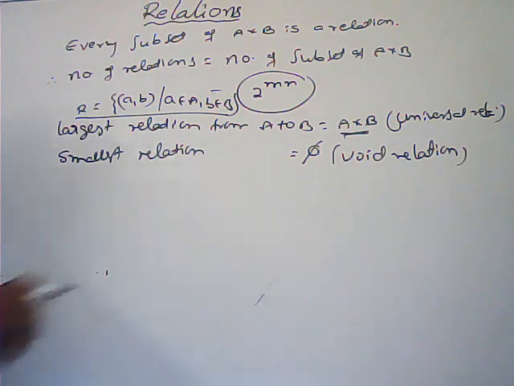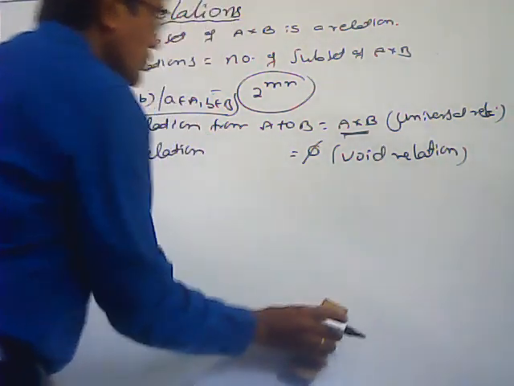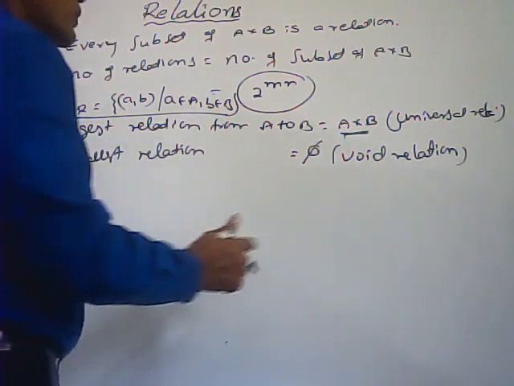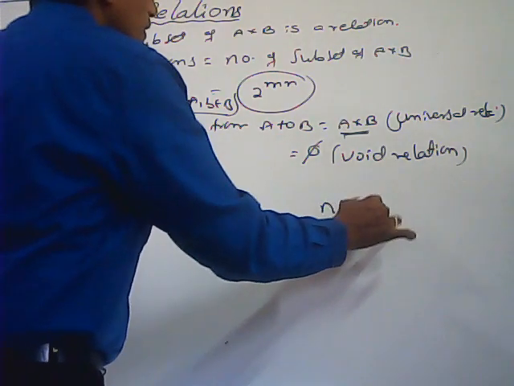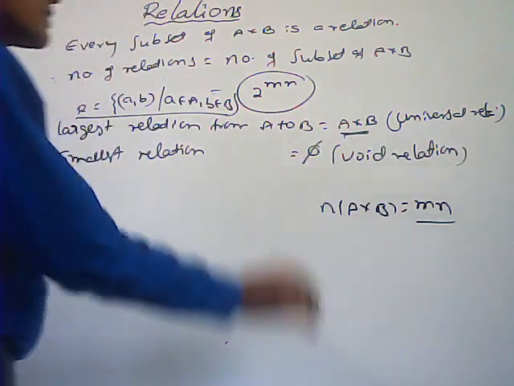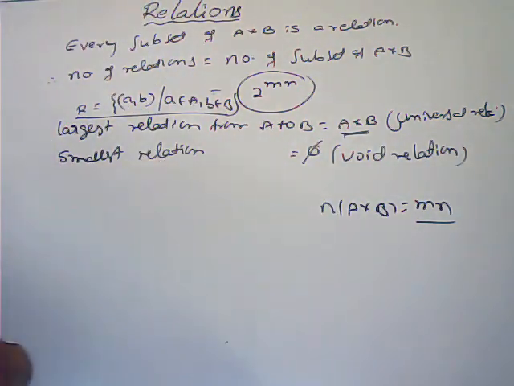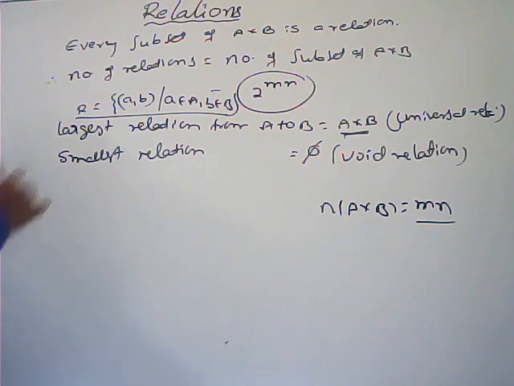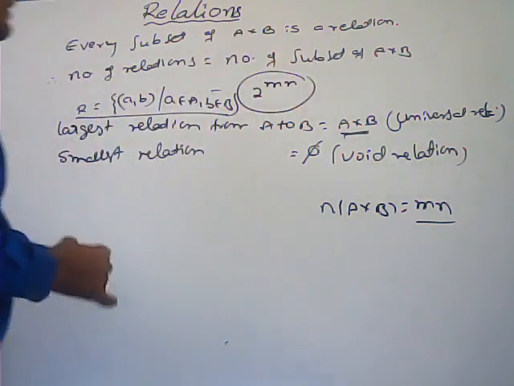So n of A is equal to m elements, n of B is equal to n elements, and the number of ordered pairs in A cross B is equal to m into n. If a set contains n elements, the number of subsets is 2 power n. So here A cross B contains how many ordered pairs? n of A cross B is equal to m into n. So this set A cross B contains 2 power m into n subsets, and each subset we say is a relation. So the number of relations is nothing but the number of subsets of A cross B.